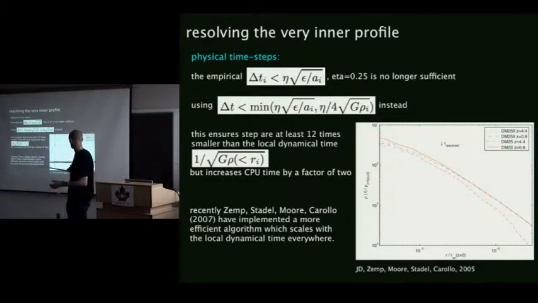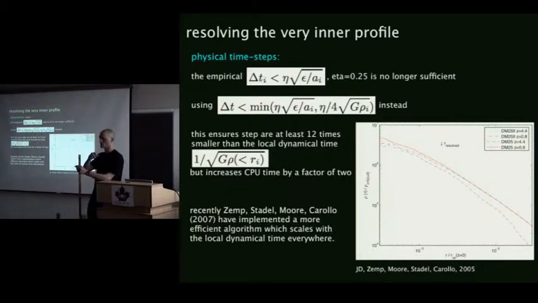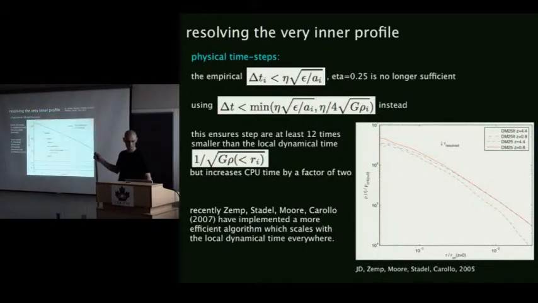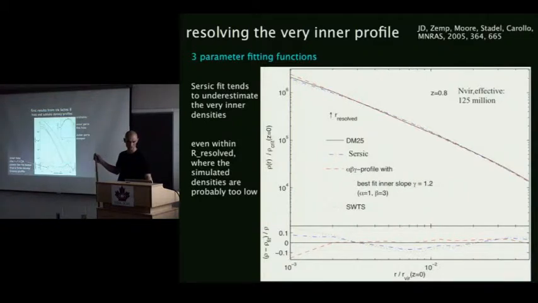He implemented an efficient algorithm to find the dynamical center for each particle and then calculate the dynamical time, so sort of the enclosed mass around this center. And that's what should set the local time step for a particle. And that's what we use now in the new second Via Lactea run.